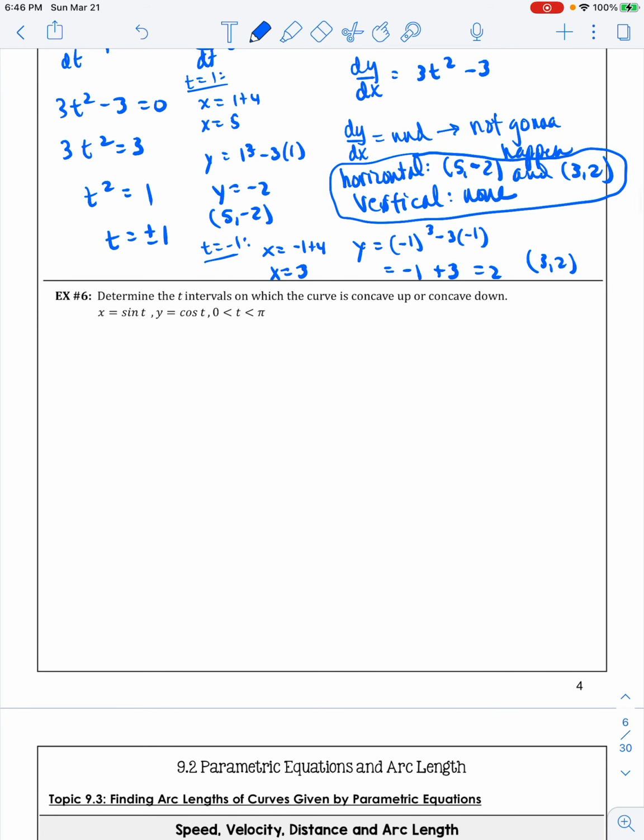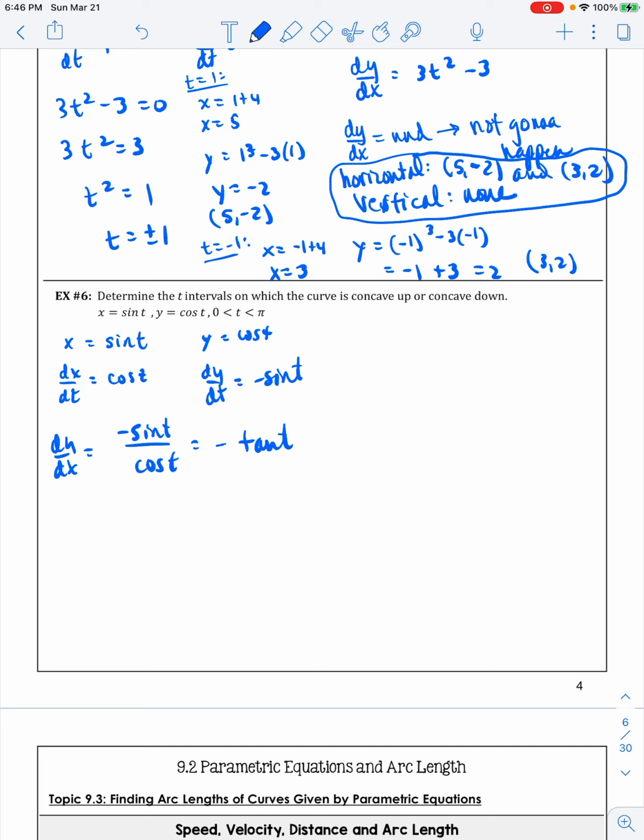Okay, and the last example, number 6: determine the t intervals on which the curve is concave up or concave down. Here's my curve: x equals sine t, y equals cosine t. So my dx/dt is cosine t. My dy/dt is negative sine t. So my dy/dx is dy/dt divided by dx/dt, which is actually negative tangent t.